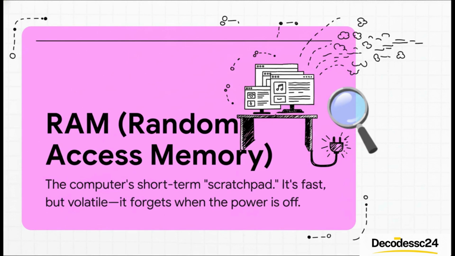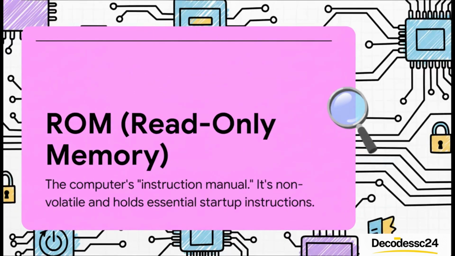You know when you're editing a photo, or you've got like 20 browser tabs open? All that active stuff, it's living in RAM. It's basically the computer's scratch pad. It's incredibly fast for reading and writing, but as soon as you shut down the computer, poof, it's all gone, vanishes. And its partner is ROM, which is read-only memory.